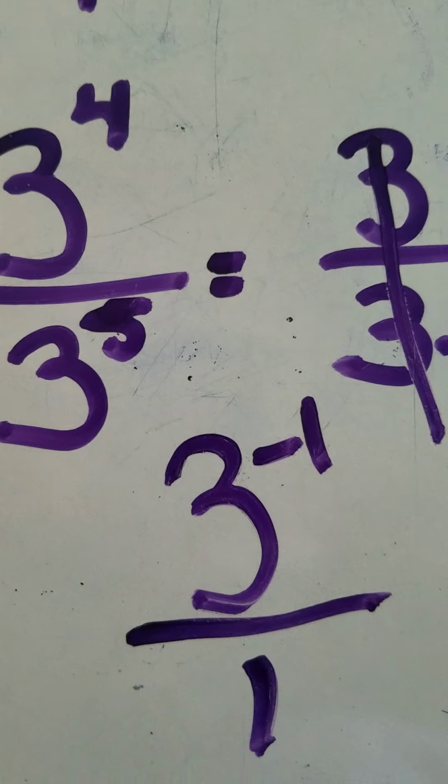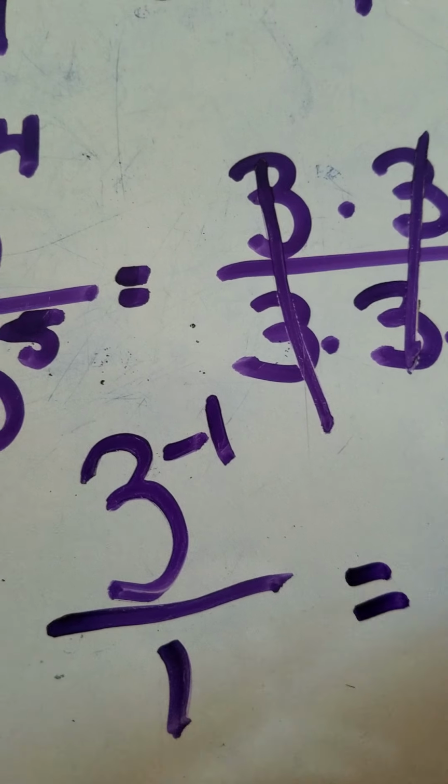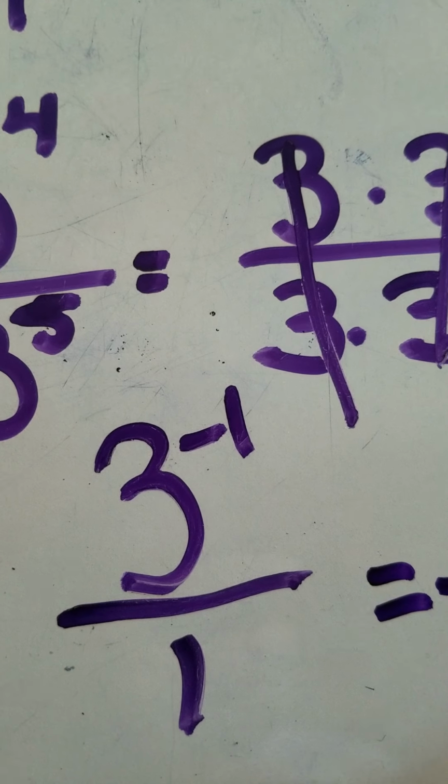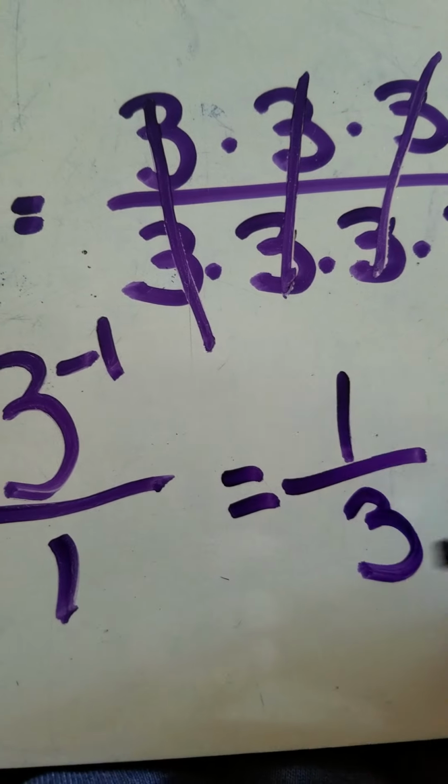And then go back down to this one. The answer was 3 to the negative 1. So that one becomes, there was nothing on the top. That's where the 1 comes in. To make something a fraction, you always put it as a 1. And then the 3 goes to the bottom.